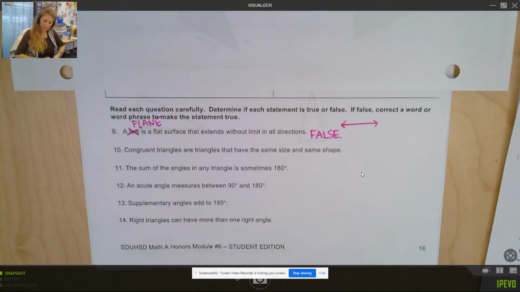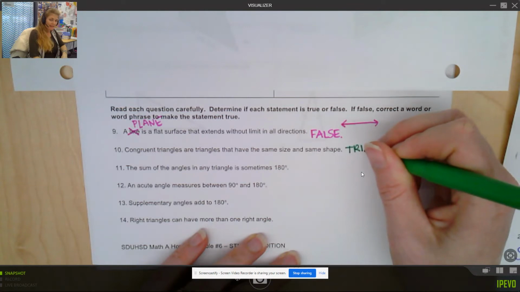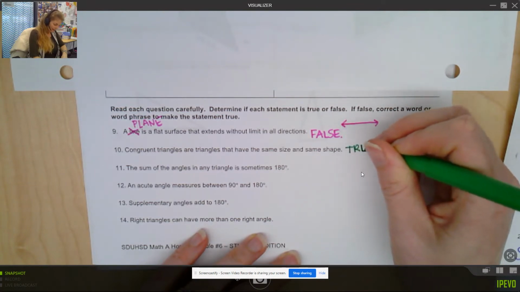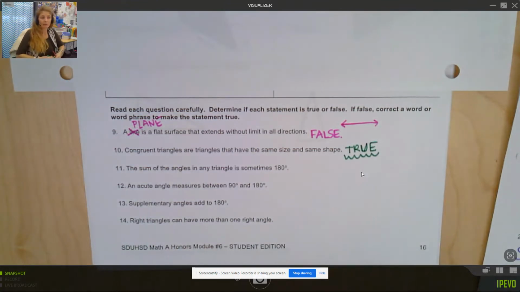The next one says congruent triangles are triangles that have the same size and shape. And that is true. Congruent figures have the same size and shape. And I like to think about congruent figures kind of like being cookie cutters. If you only had one cookie cutter, everything's going to be the same size and shape. Perfect. So why don't you finish the rest of this page through 14, pause the video, and we'll go over our answers as soon as you're ready.